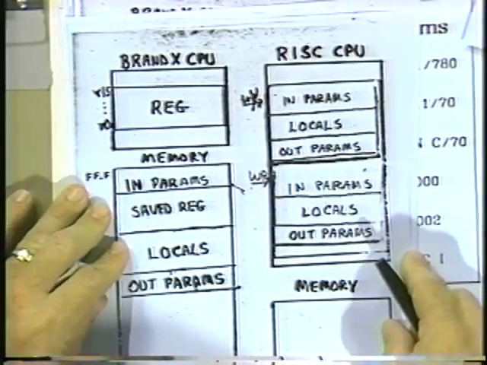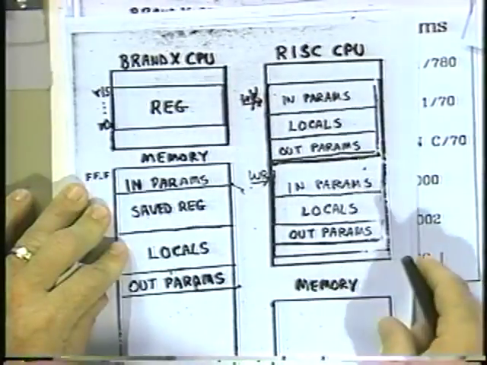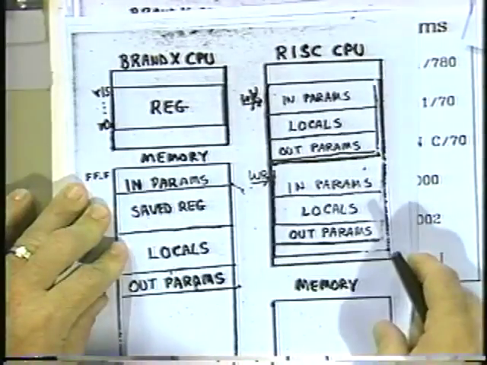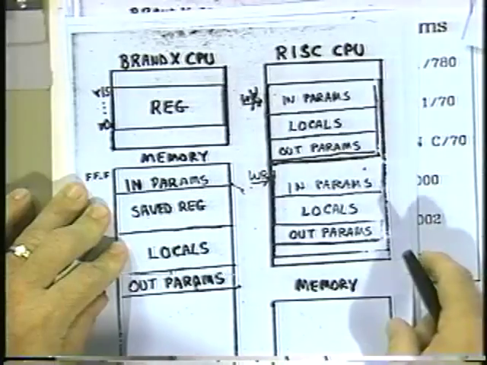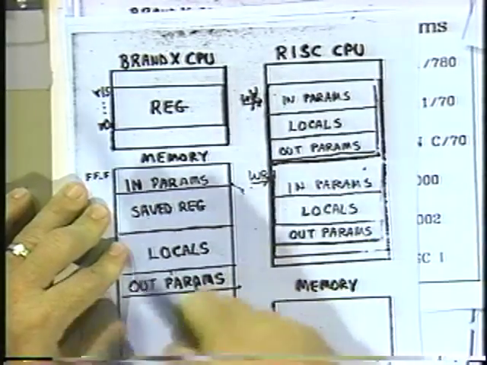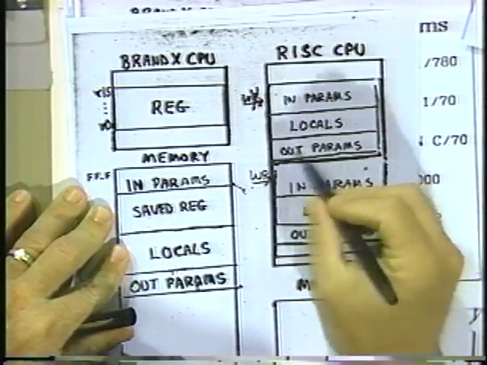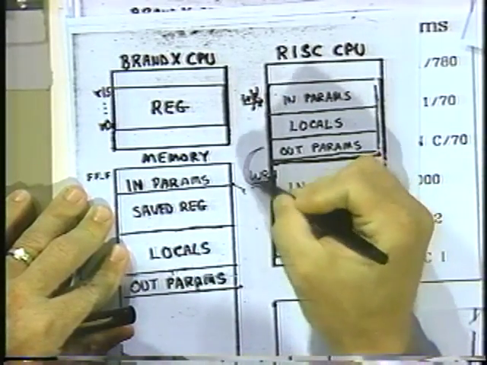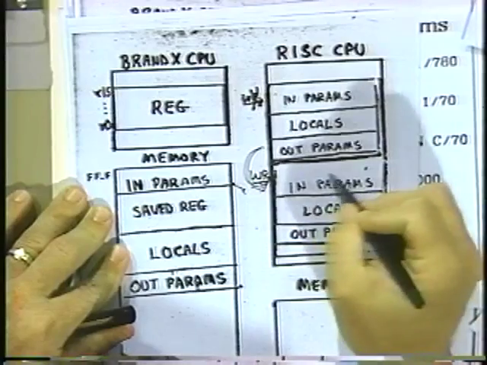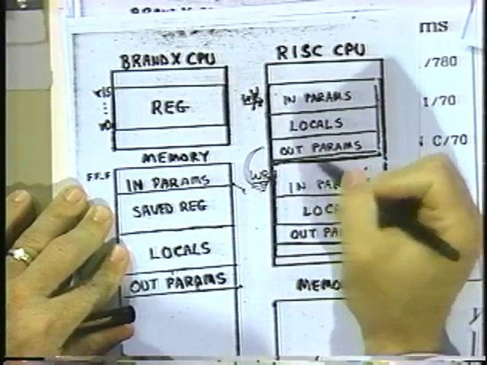So we go back and forth by changing that. Now there's a problem here. If we do it just like this, we have to copy these outgoing parameters into this location, because the incoming parameters for this guy ought to be the outgoing parameters of that guy.